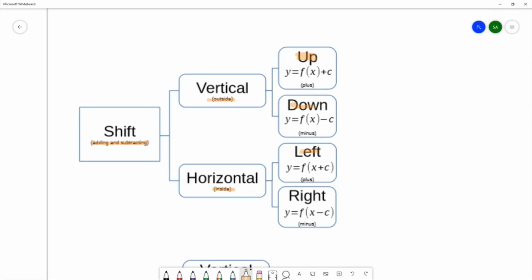So if our adding or subtracting is on the outside, we're either up or down. If you have a plus, it's up. If it's a minus, down. If your adding or subtracting is on the inside of your base, pluses to the left, minuses to the right. So that's one type of transformation.